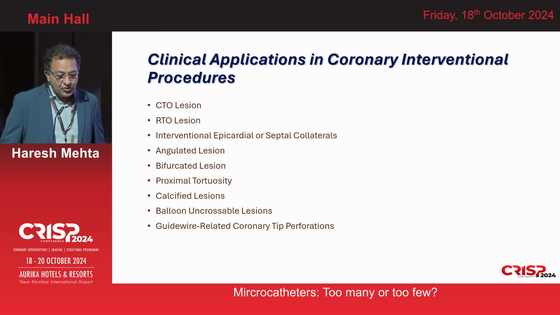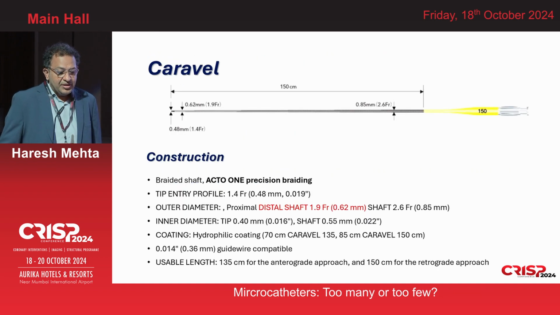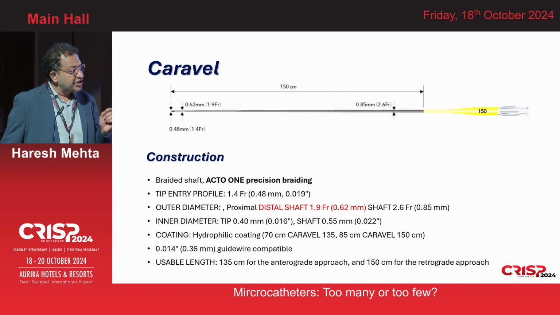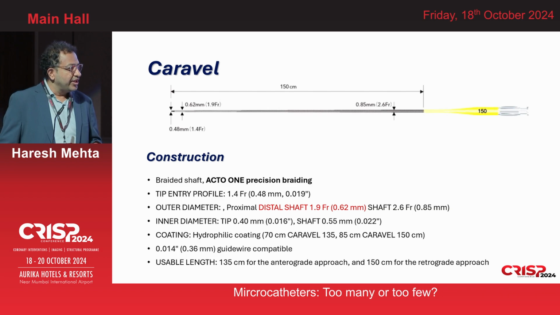Applications, we've already told you what I said in the first one. I'm going to just touch upon a couple of them. Caravel, you have to understand that there's a special braiding. Why do we need this braiding? Because as you push these catheters, the catheter should not kink. Otherwise your wire will stop moving. So you need this braiding. It's a very typical feature of Caravel, so that even if you put it in flexible vessels, it does not kink. So it allows the wire to go in.